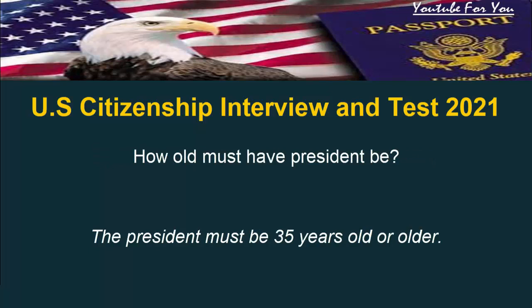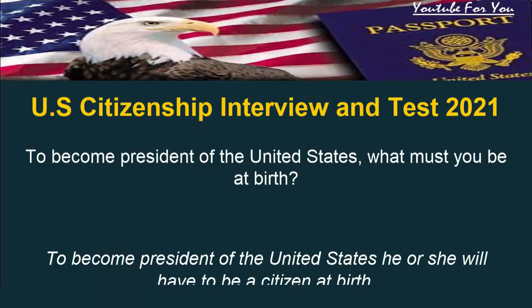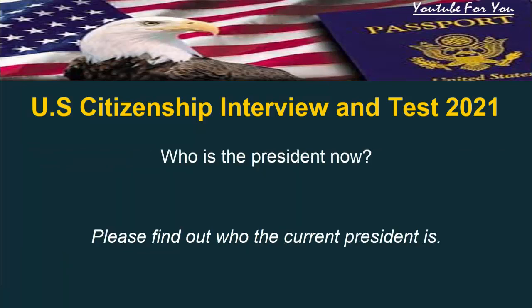How old must the president be? The president must be 35 years old or older. To become president of the United States, what must you be at birth? To become president of the United States, he or she will have to be a citizen at birth. Who is the president now? Please find out who the current president is.